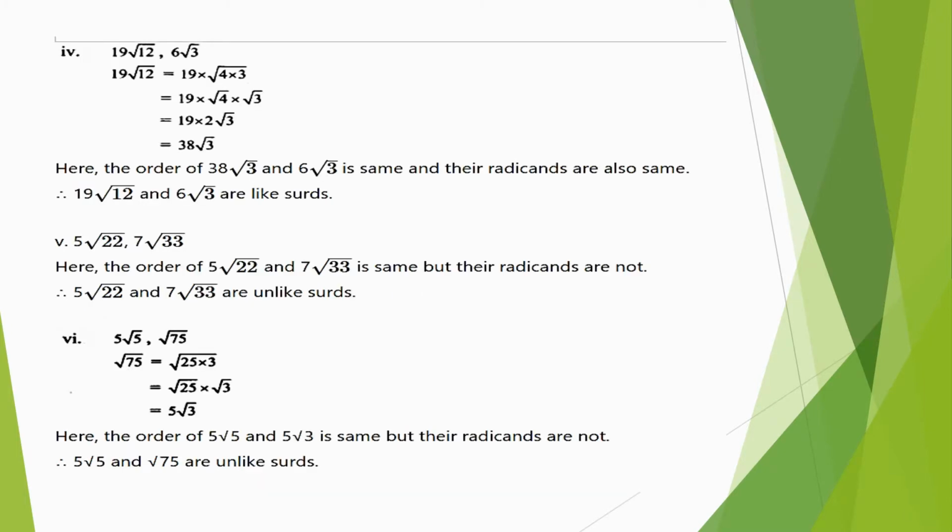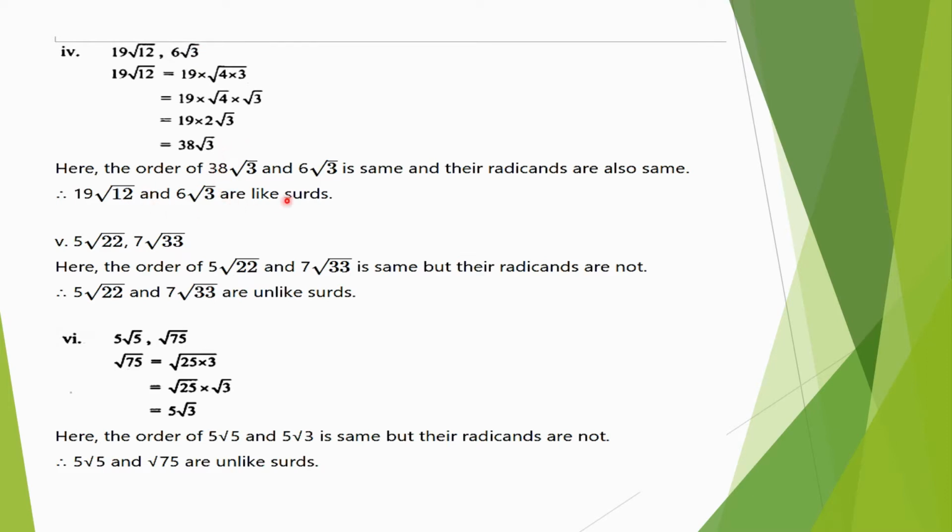Fourth question, 19 root 12 and 6 root 3. 19 root 12 can be written as 19 multiplied to square root of 4 multiplied to 3. So square root of 4 can be written as 2, giving 19 into 2 into root 3. So 19 into 2 is 38. We get the answer as 38 root 3. The next number is 6 root 3. So we will compare the order of both the numbers, which is square root. Both are same and the radicand which is inside is 3. So both are like surds.